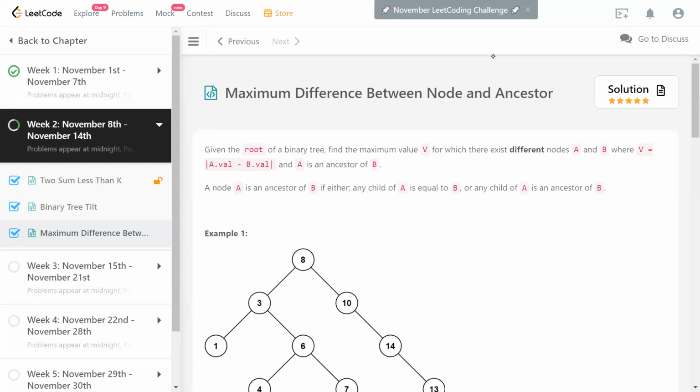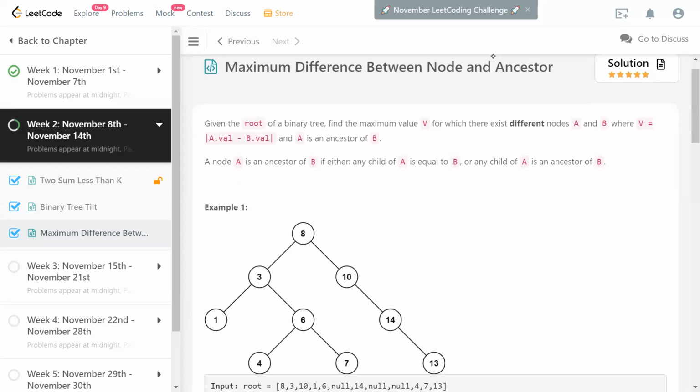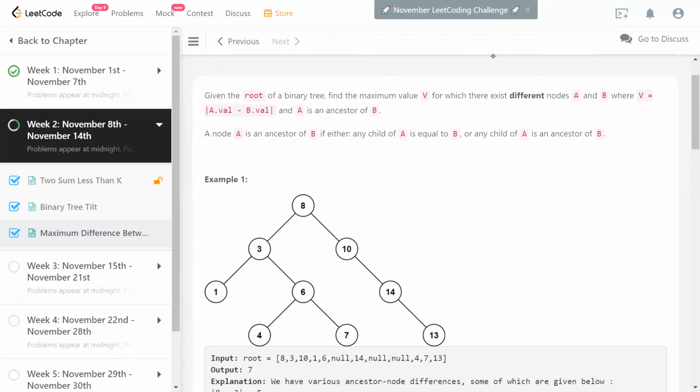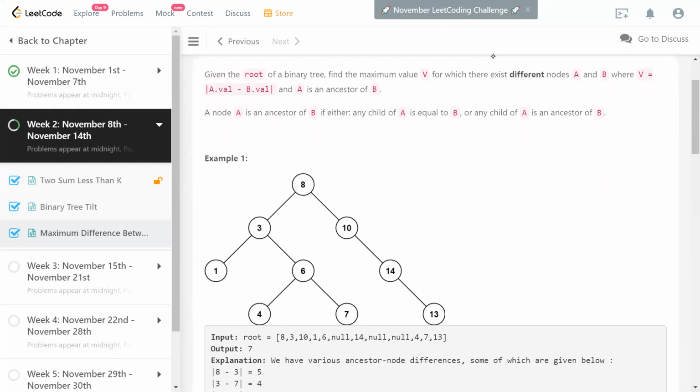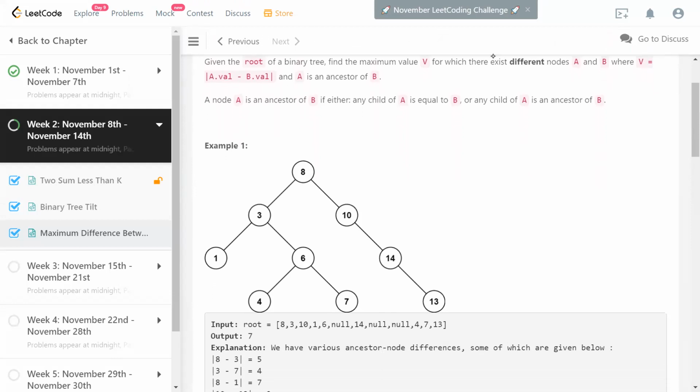The problem definition is we need to find the maximum possible difference between two nodes where one of them is an ancestor of the other, right? So among all pairs of nodes where one of them is an ancestor of the other, we need to find the one that has maximum difference, right?